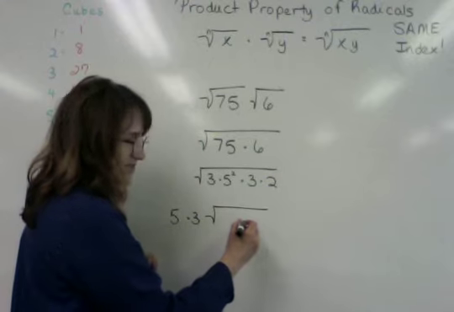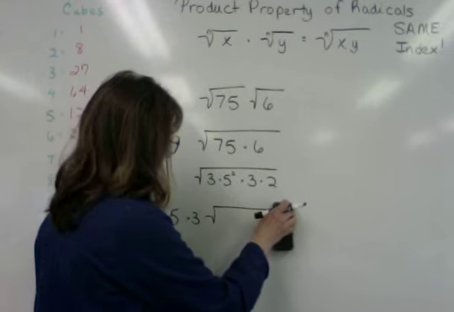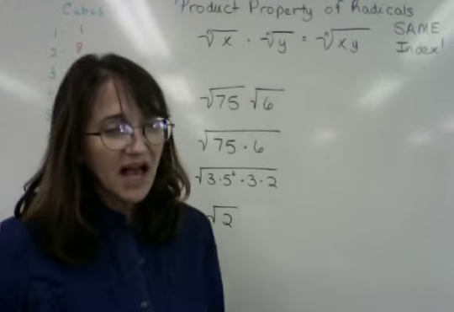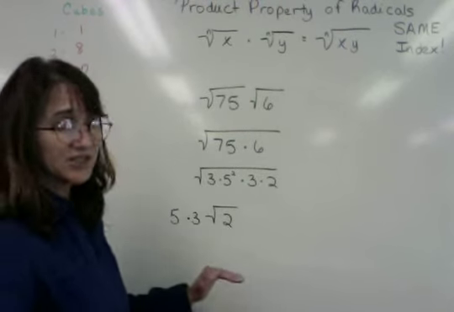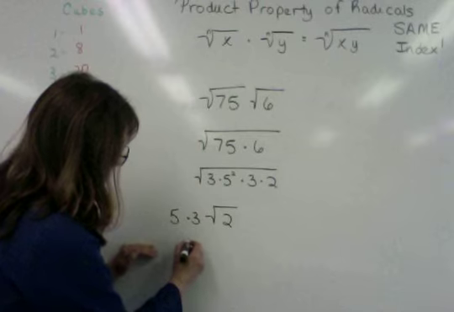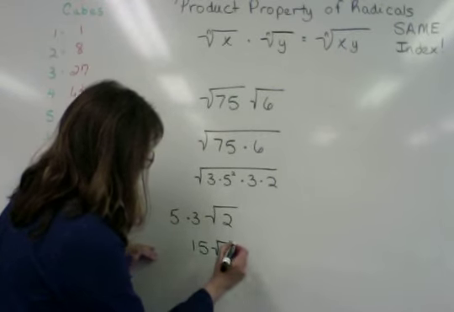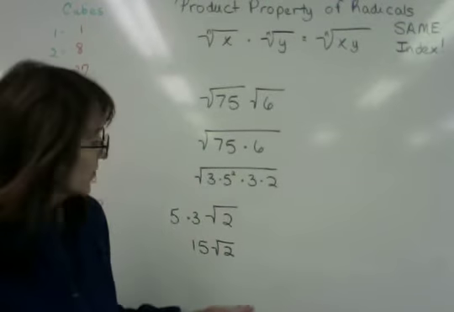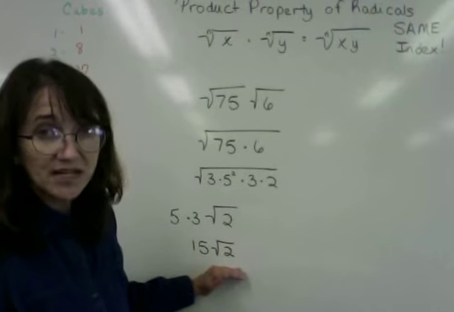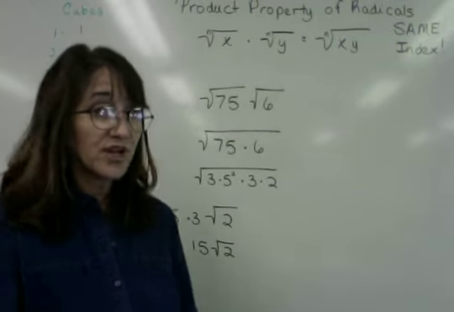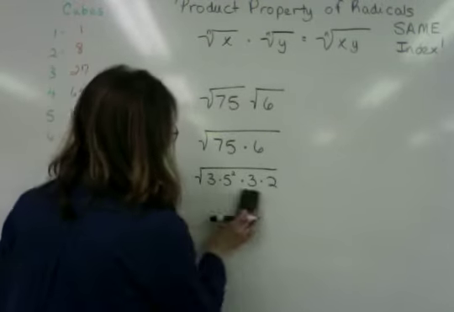And what do I have left under this big mama radical sign that I made for some reason? We have a 2. Am I finished? No. I need to go ahead and multiply my numbers out here. So my final product of radicals would be 15 multiplied to the radical of 2. So that's one, you have a similar problem with that on your quiz.